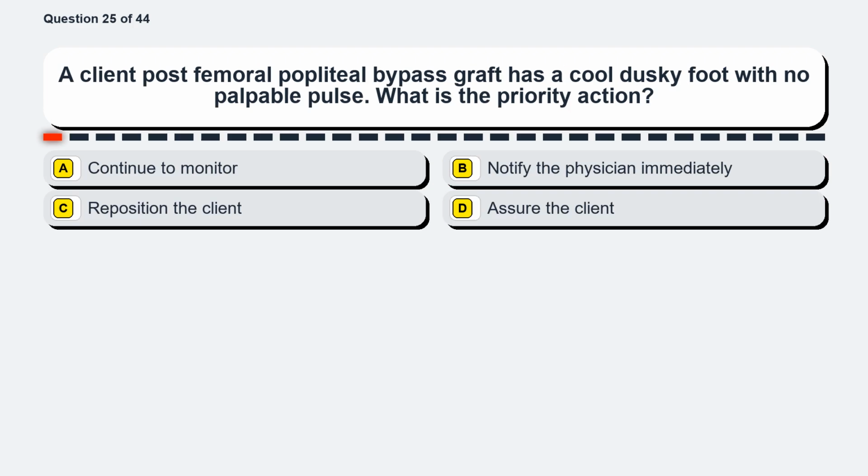Question 25. A client post-femoral popliteal bypass graft has a cool dusky foot with no palpable pulse. What is the priority action? Option A, continue to monitor. Option B, notify the physician immediately. Option C, reposition the client. Option D, assure the client.